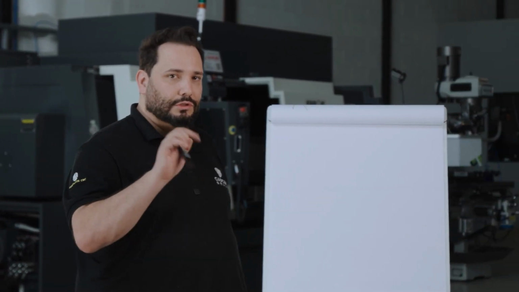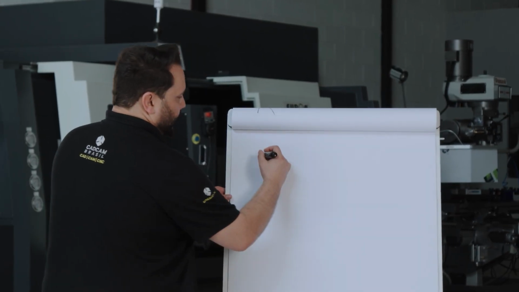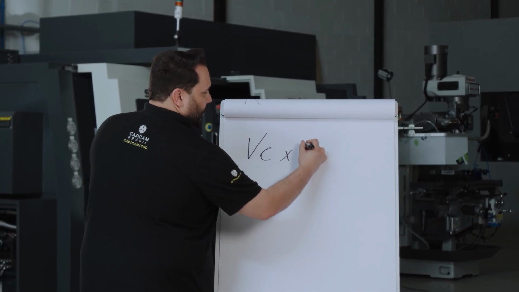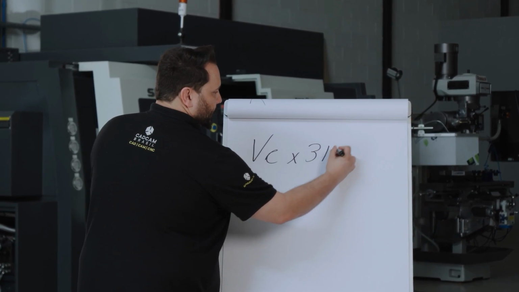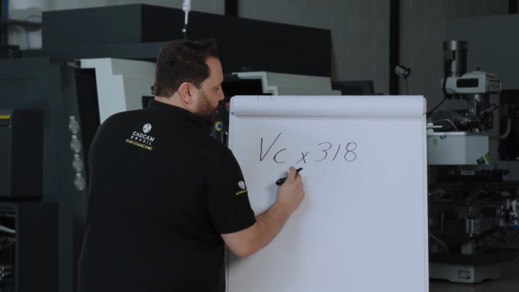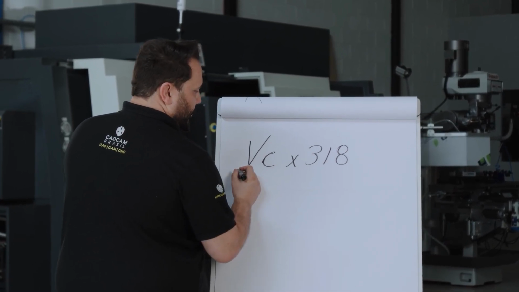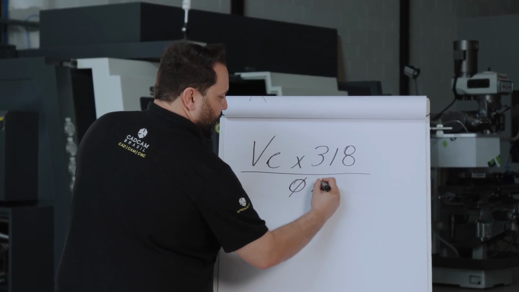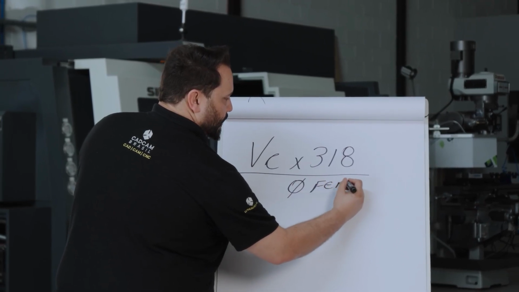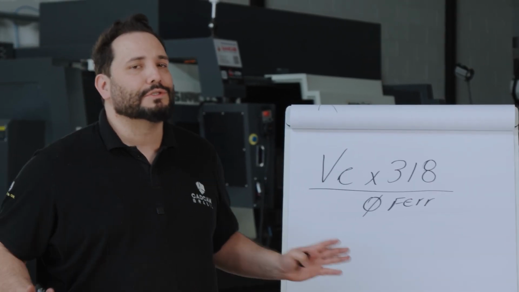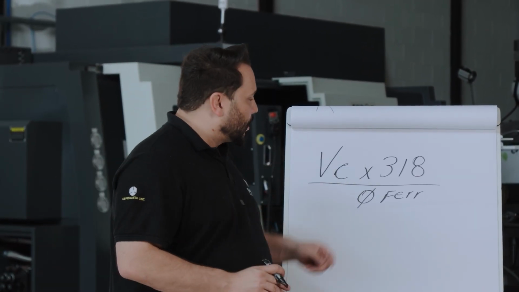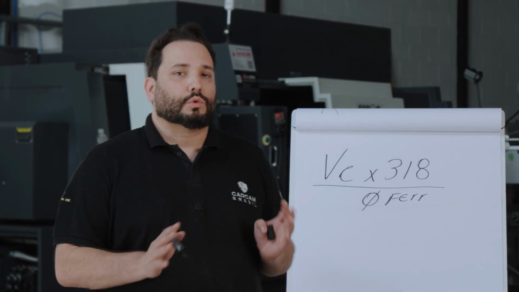To calculate the spindle speed, we use this formula here. We multiply the cutting speed by a constant value. We typically use the value of 318, which is derived from 1,000 divided by the constant pi. Then we divide this result by the diameter of the cutting tool being used. Up to this point, it's straightforward. You're using this information, working the right way, and finding the correct spindle speed parameter for your tool.